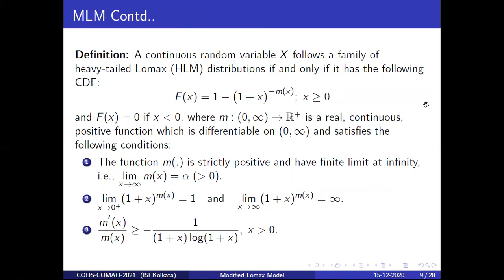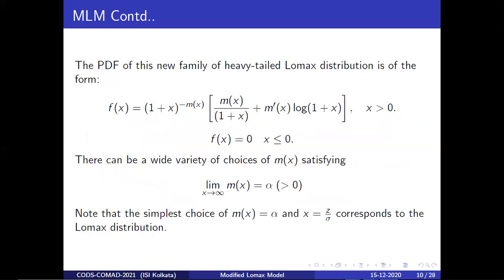The function m is strictly positive and has a finite limit at infinity. That is, the limit as x tends to infinity of m(x) equals alpha. And these are a few conditions that actually give F(x) to be a distribution function.